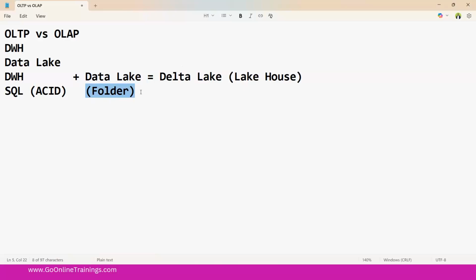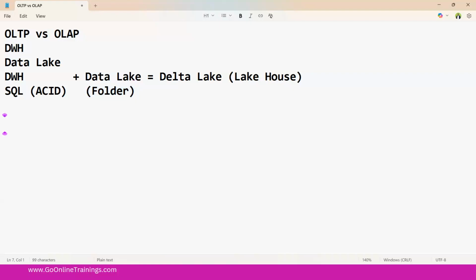Data lake means a folder. Instead of creating your folder in Windows local operating system, you are going to be maintaining the folder in the cloud. So it is a rental platform. Somebody is going to be giving you a Google Drive. It is a data lake only, or OneDrive is a data lake only. It is a folder, so a folder cannot have ACID properties.